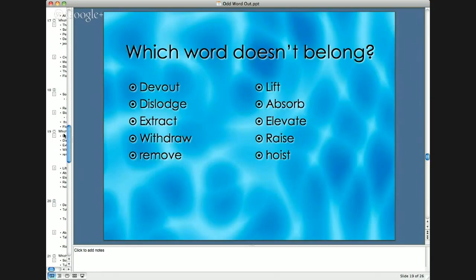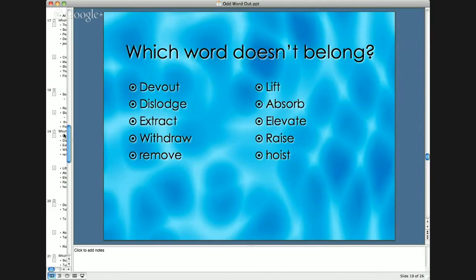Devout, dislodge, extract, withdraw, remove. Which word doesn't belong? Well, we know remove, right? This means to take away. This is the same thing as extract. An extraction is to remove something, especially when we go to the dentist. They can extract something from between your teeth or extract even a tooth.